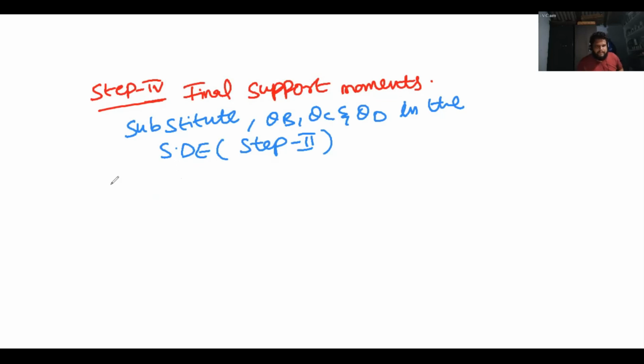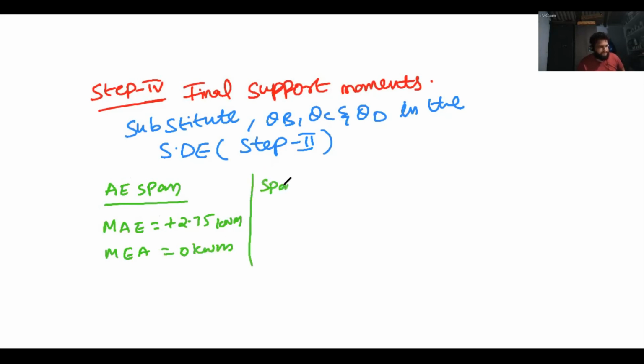Okay, first the EA span. In the EA span, what is there? M_AE is equal to plus 2.75 kilonewton meter. Next, M_EA is how much? 0 kilonewton meter.